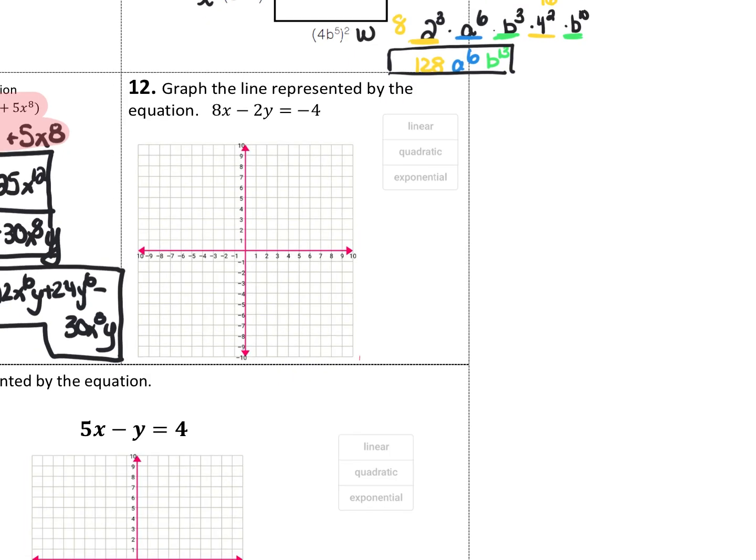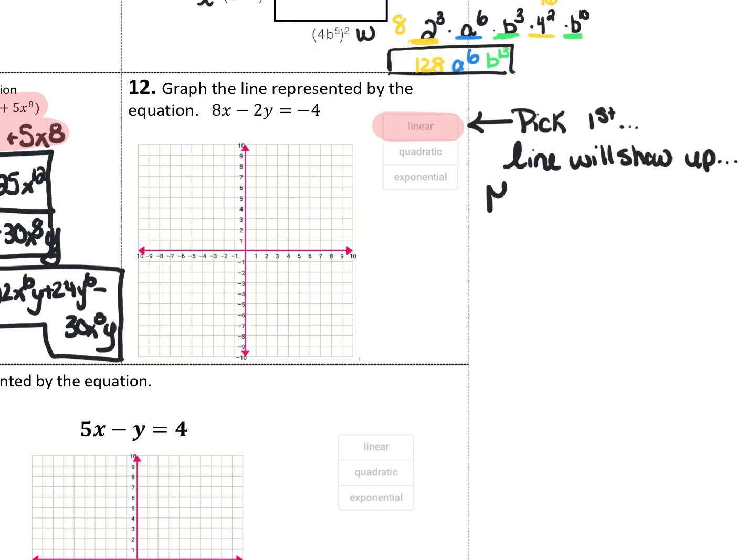So remember, in Eduphoria, this next problem is tricky. You first have to pick linear. Pick linear. Do that first. Once you do that, it's going to throw a line down, and it is your job to move those dots. So when you go to do that, to move your points, you can use some different tools. So one, you can use the calculator.